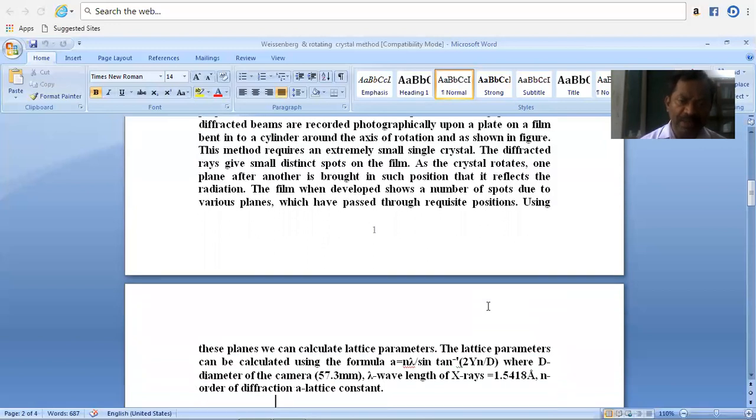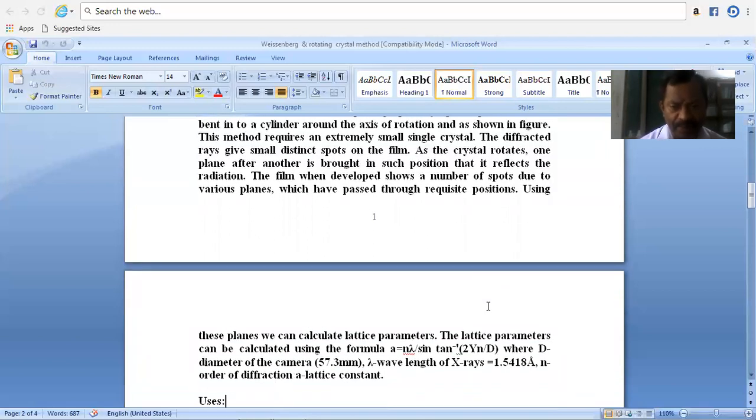Using these planes, we can calculate lattice parameters. The lattice parameters can be calculated using the formula a equals n lambda divided by sine of inverse tan 2yn by d, where d is the diameter of the camera, that is 57.3 mm, lambda is the wavelength of X-rays, that is 1.5418 angstrom, n is the order of diffraction, and a is the lattice constant.